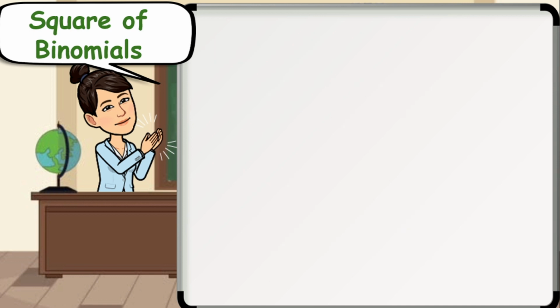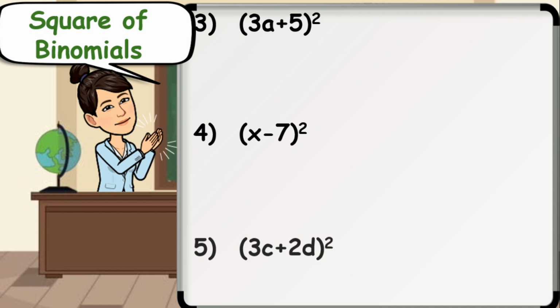For numbers 3, 4, and 5, you will be given 1 minute to find the square of the given binomials. Your 1 minute starts now.